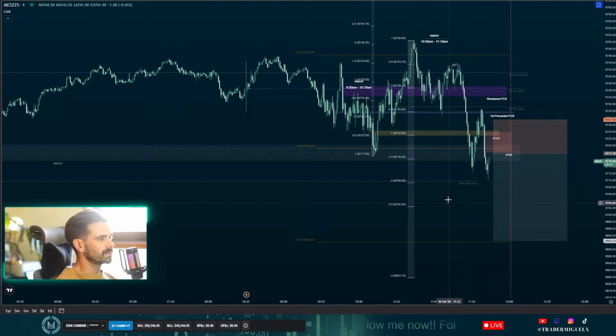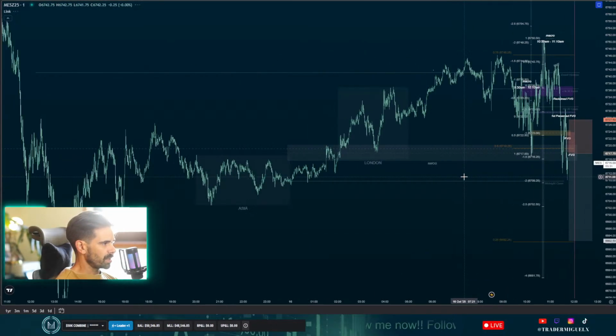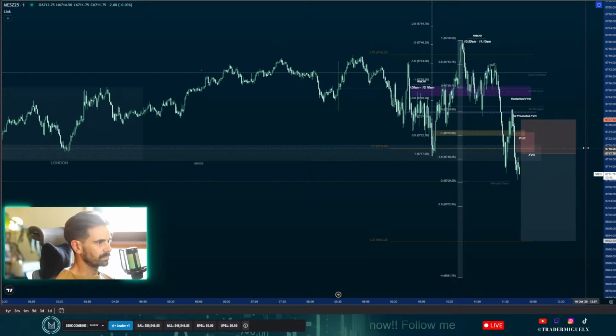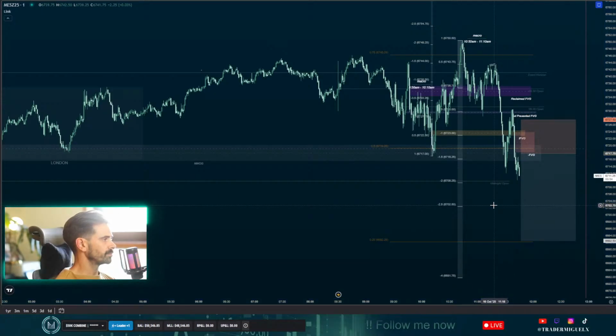Let's just see if we will have another push, at least towards the bearish fair value gap, but it doesn't seem like it, honestly. At this point, let me just check if NQ already took out. No, it didn't. It didn't take out London lows. Yeah. Oh well.